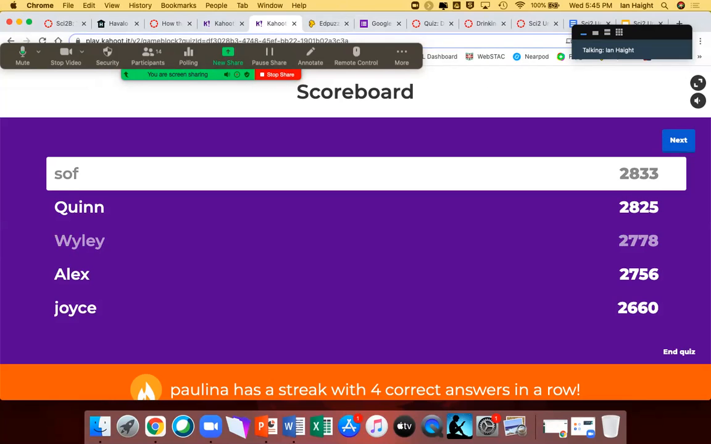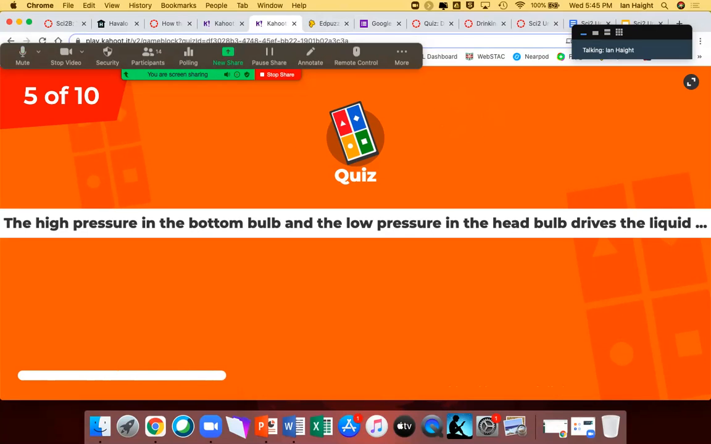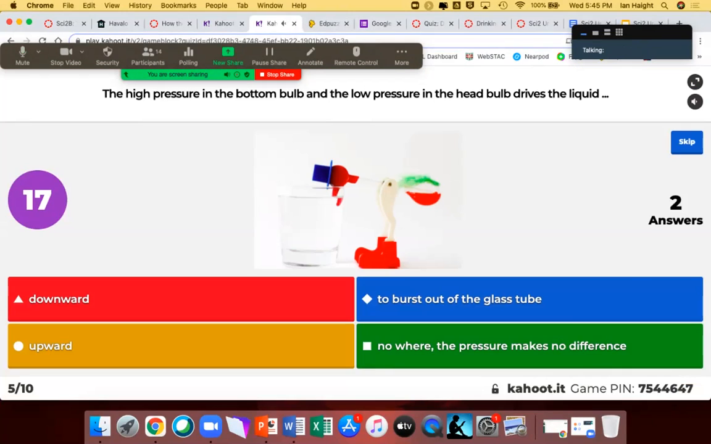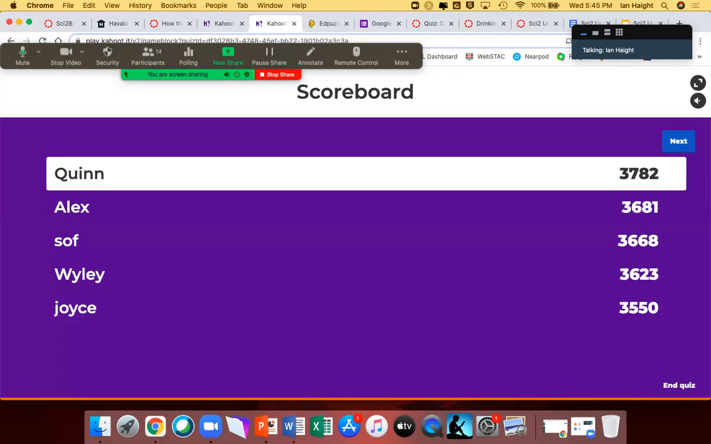Well, I kind of gave away the next question, but hey, all right, Quinn pulled into the lead. The high pressure in the bottom bulb and the low pressure in the head bulb drives the liquid where? Very good. I basically gave that away, but it goes upwards, and we observed that during our experiments and in the video in our previous class. All right, Quinn in the lead.